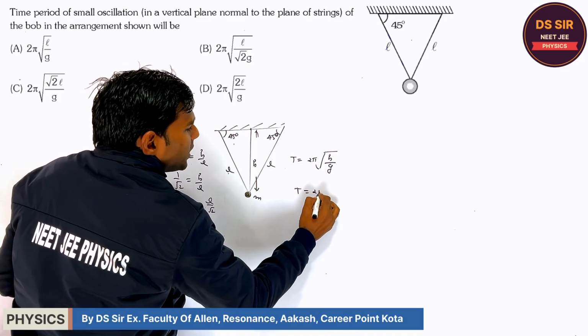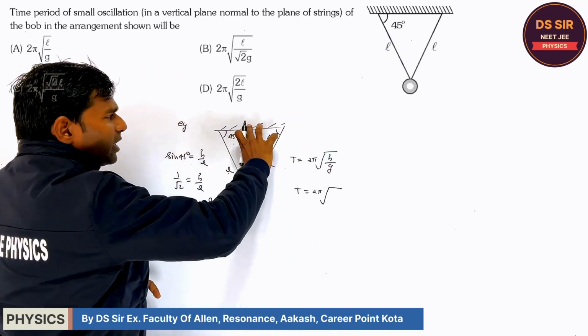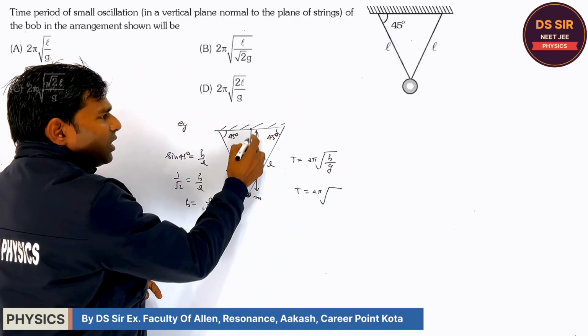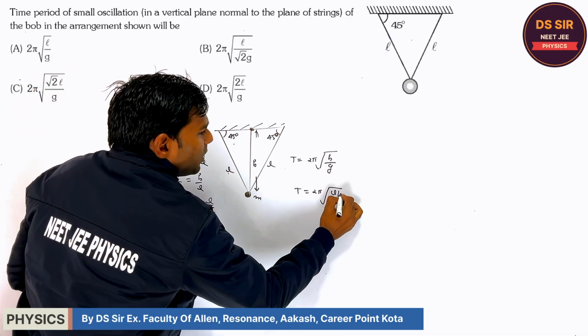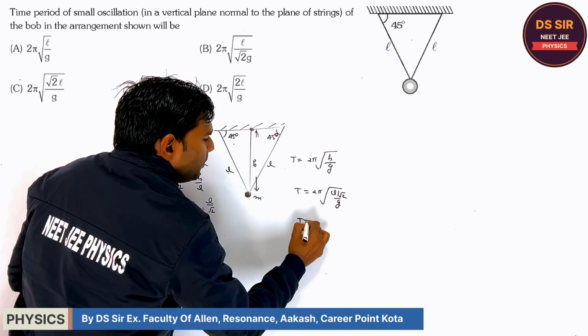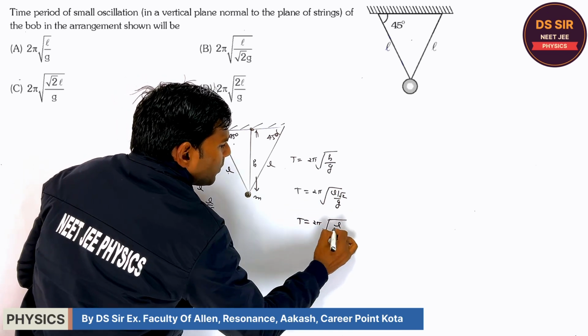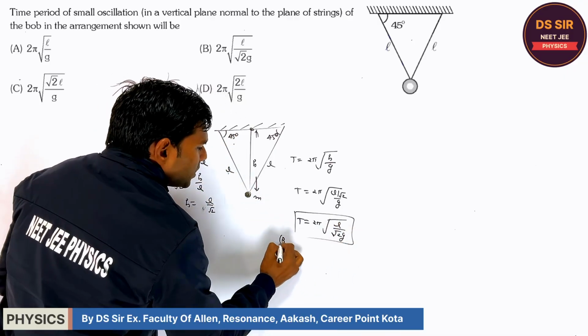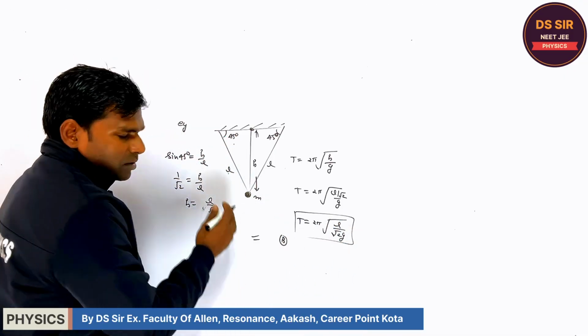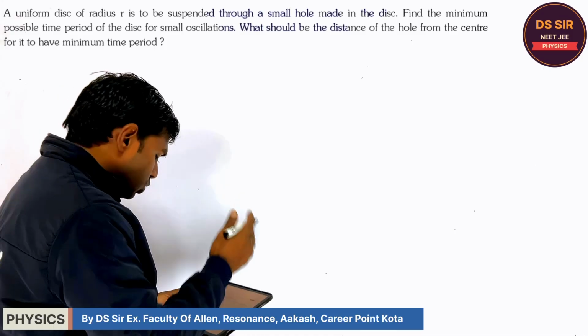So the time period in this case will be, this is the effective height of the bob from the point of suspension. You can say it is L upon root 2 upon G. The time period is 2 pi root L upon root 2 G, right? So therefore the B option is the correct option, right? Copy this. So read this question.